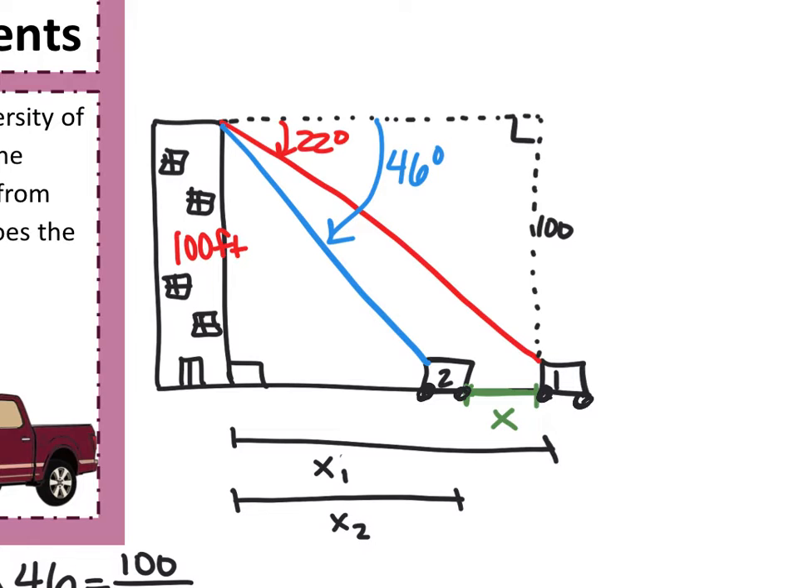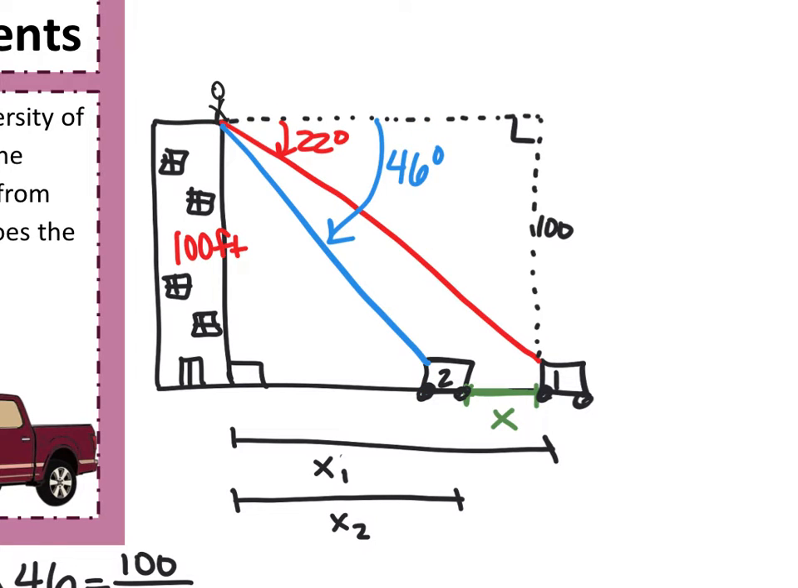There's a dude standing up here at the top of the building. Pretend like his eyesight is down at his feet. And he's looking, and the first time he sees the car, the angle of depression is 22 degrees. And as he continues to watch the car, he measures again, and the car, which is moving towards the building, is at a new angle of depression of 46 degrees. So we've actually created two triangles. We have this first triangle, and we have this triangle.